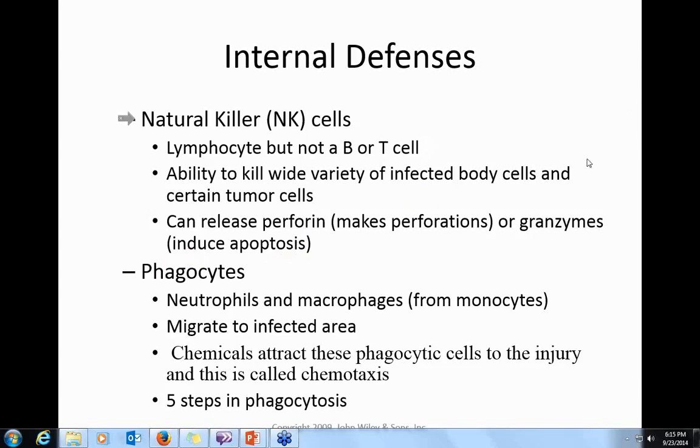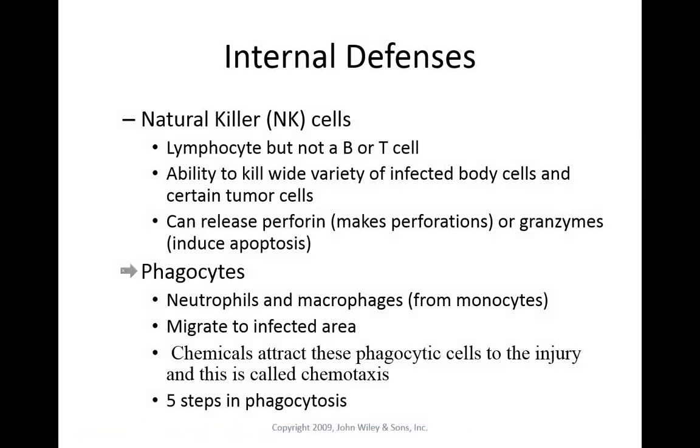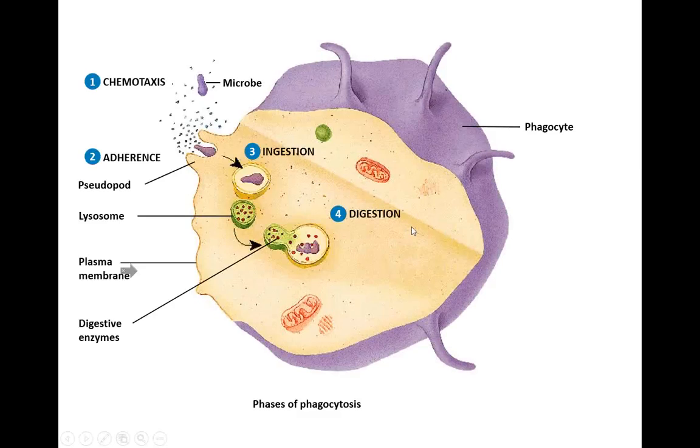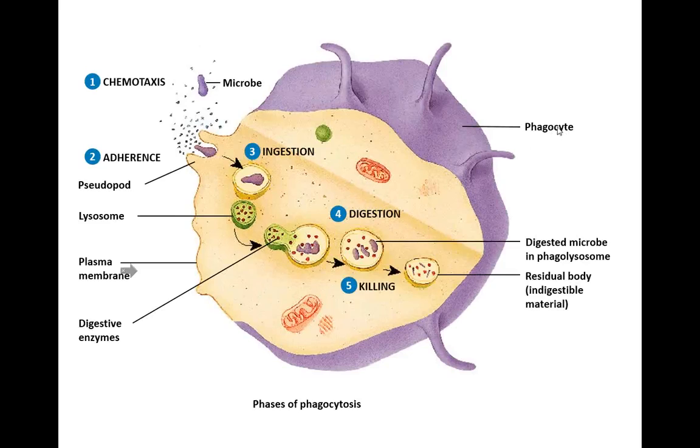Another defense mechanism are phagocytes. If you remember phagocytosis, that's cell eating, these two white blood cells, neutrophils, and monocytes, which will become macrophages when activated, are cell eaters. And there's 5 easy steps in phagocytosis, and I'll show you that in this slide. And I'm just going to click through, and then I'm going to go over it.